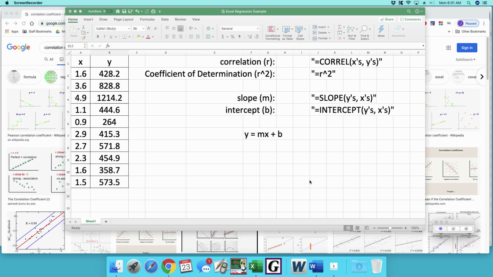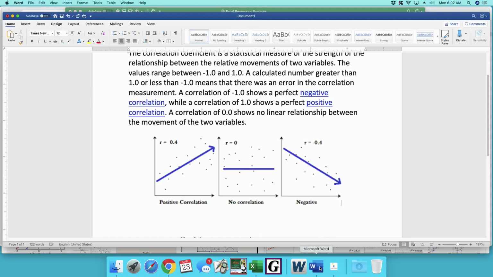Today's lesson is about correlation and linear regression. But there's a few vocabulary words we have to go over first. Correlation, coefficient of determination, slope, and intercept. So first let's go over correlation.